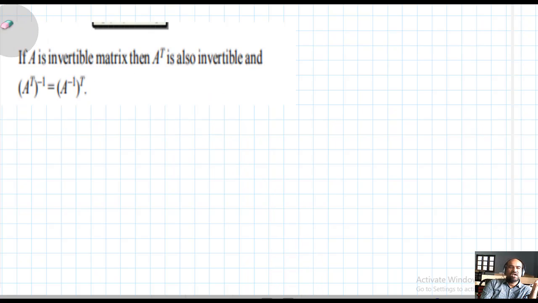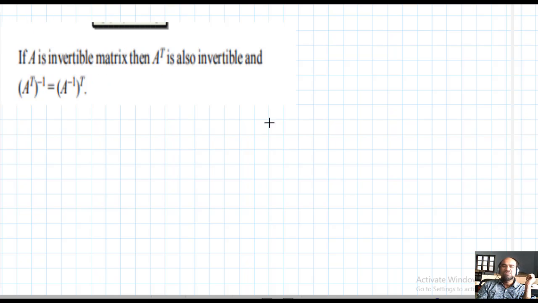Yes, students, another important property regarding inverse. If A is an invertible matrix, then A transpose is also an invertible matrix. That is important. A is invertible, then A transpose is also invertible, meaning the inverse exists. And also A transpose whole inverse equals A inverse whole transpose. I can prove it. This is not a big problem.